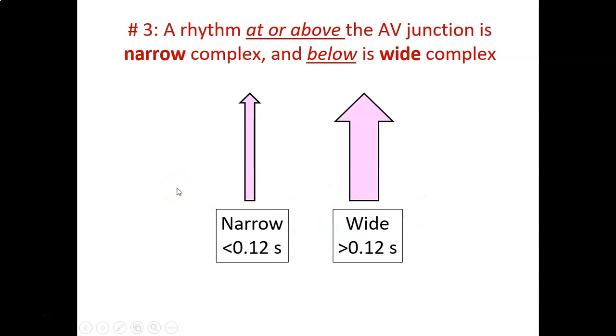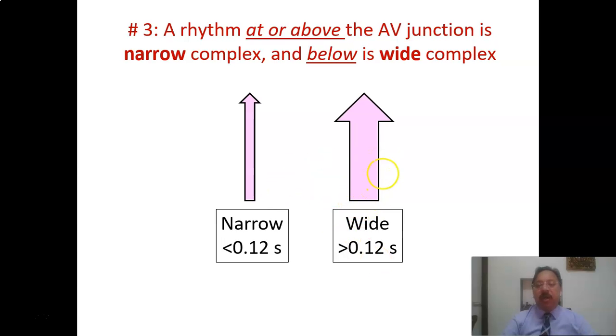Rule number 3: a rhythm at or above the AV junction is a narrow complex, and below the AV junction is a wide complex. So narrow means less than 3 small boxes or less than 0.12 second, and wide means more than 3 small boxes or more than 0.12 second. So any rhythm which originates above the AV junction, like for example the atria or AV node, gives narrow complexes, and from the ventricles they are wide complexes.